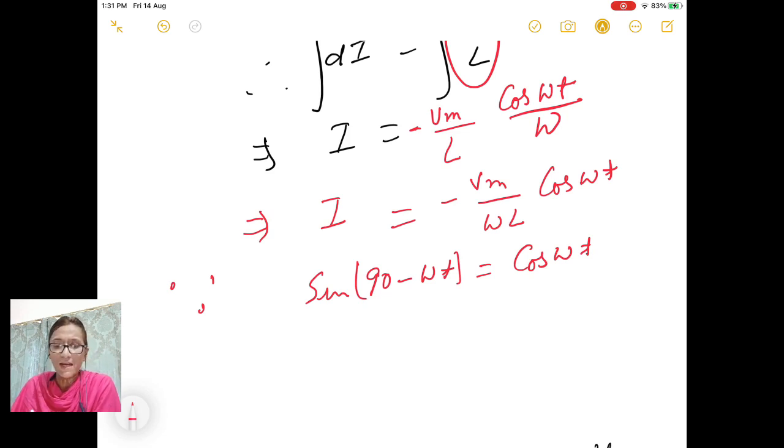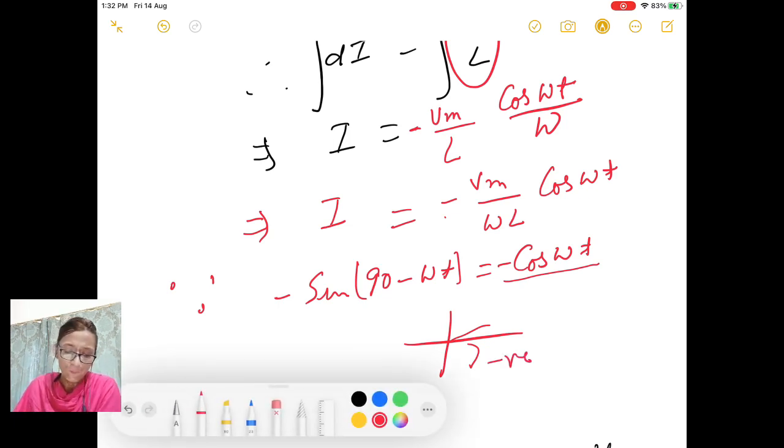And when you put a minus sign on both the sides, because here you have a negative sign, then you can find the value of minus cos omega t. And you know that minus of sine theta means fourth quadrant. Here in fourth quadrant, minus of sine theta is negative.